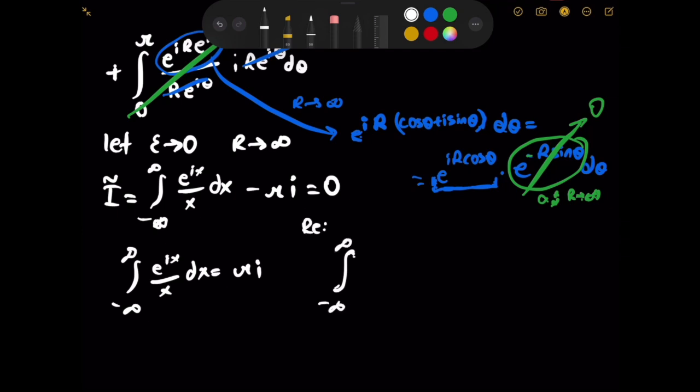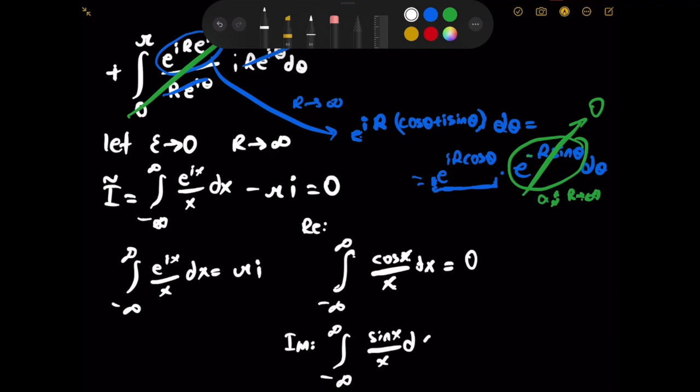And what is the real part of e to the power of ix? Well, that's just cosine of x over x dx. Well, that's 0 because that's also equal to the real part of the right, which is 0 because the real part of pi i is 0. Now if you consider the imaginary part of the left-hand side, that's sine of x over x dx. And I can see that you realize where I'm going with this. This is equal to pi.